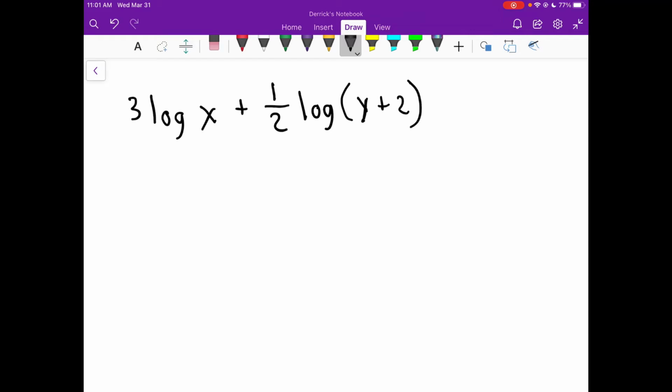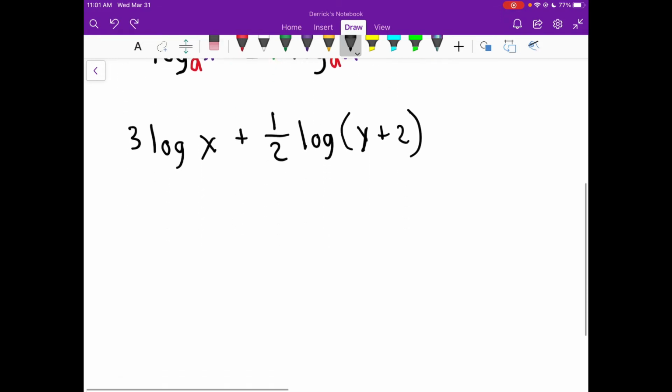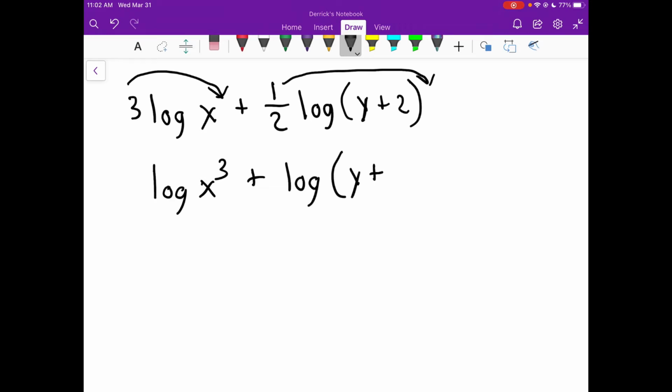What I'm saying is our first step is not to try and combine both of those logs together into one. Our first step would be to look at these coefficients and use that third law to take those coefficients and move them to the back of the problem, to the end of the problem, to become exponents. So like in this case, we'd move the 3 over to get a log of x to the third, and we would move the 1/2 to this entire expression to give us the log of the quantity y plus 2 to the 1/2, the entire quantity.